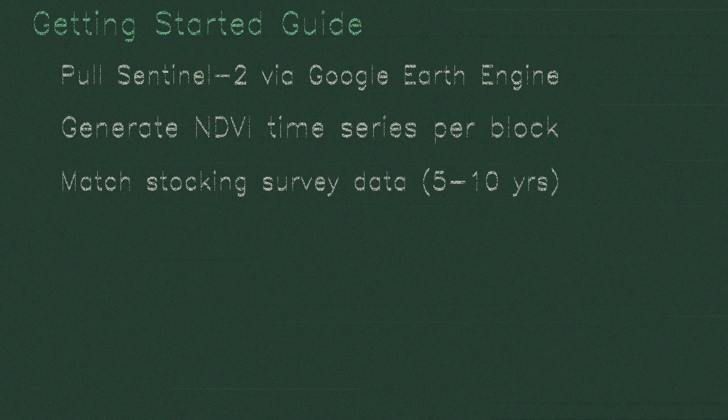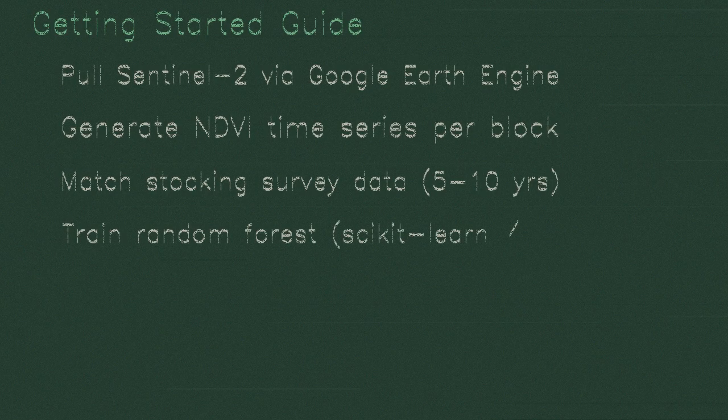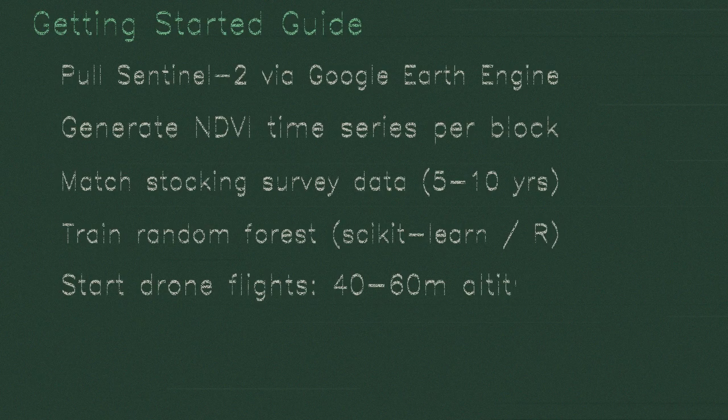LiDAR alone was the most accurate for sapling density estimation because it can detect the three-dimensional structure of understory vegetation. Sentinel-2 alone was less accurate but still useful, especially in more open conditions. Combining both improved accuracy by about 15% over Sentinel-2 alone, but did not significantly improve over LiDAR alone.